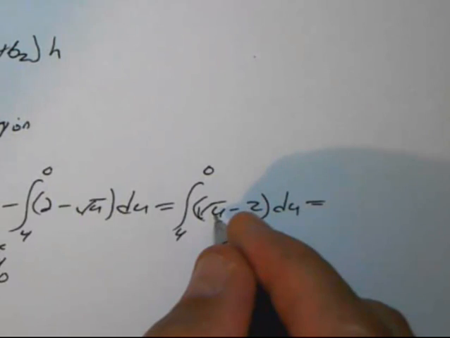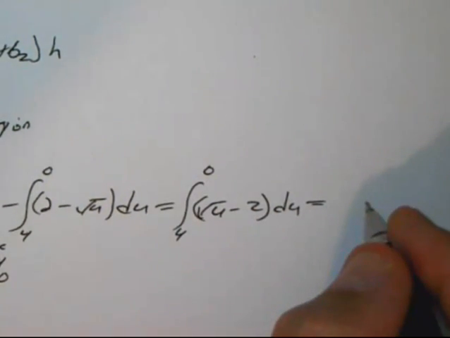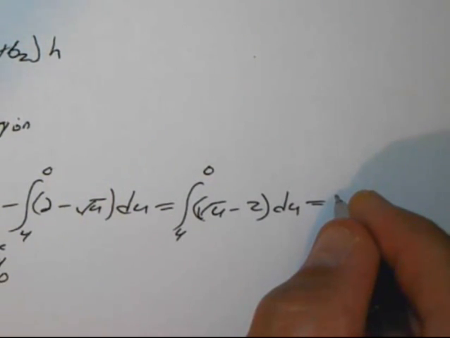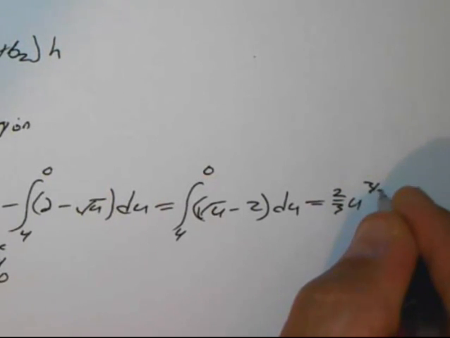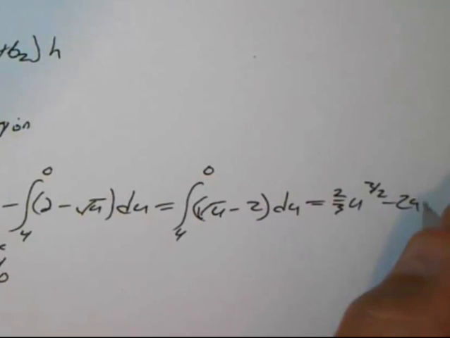Okay, square root of u, that's u to the 1/2. Power rule, antiderivative of u to the 3/2, divide by 3/2, which means to multiply by 2/3. And then a minus 2u. This goes between 4 and 0.